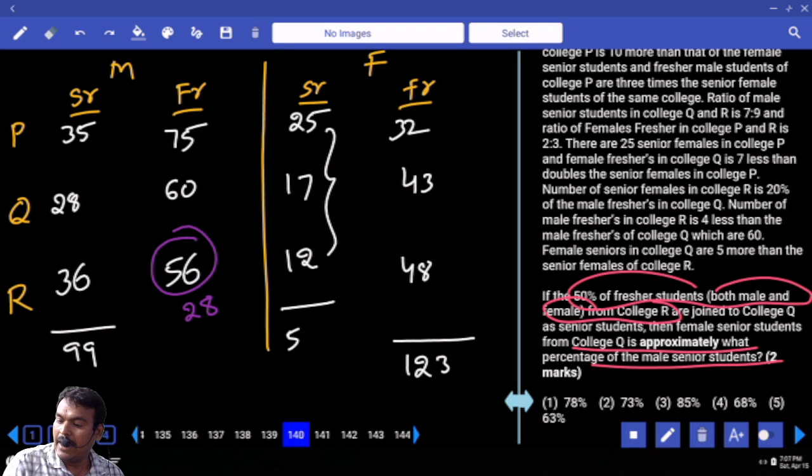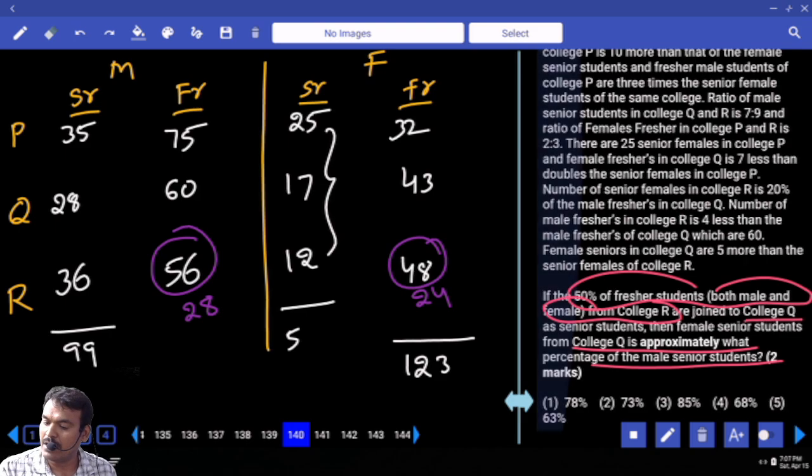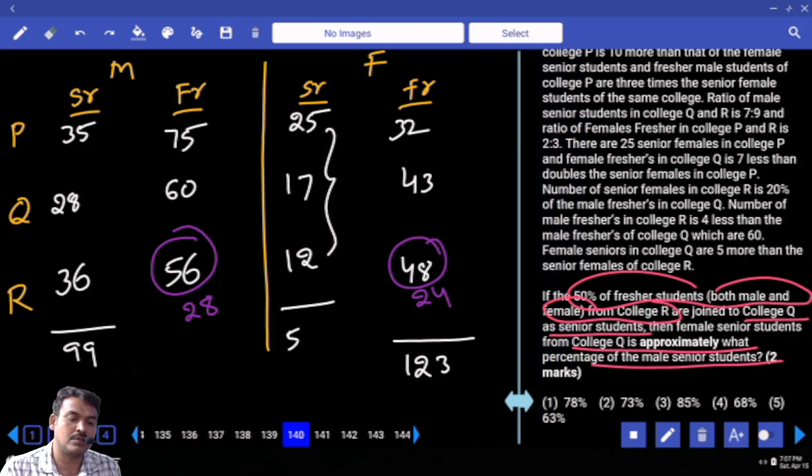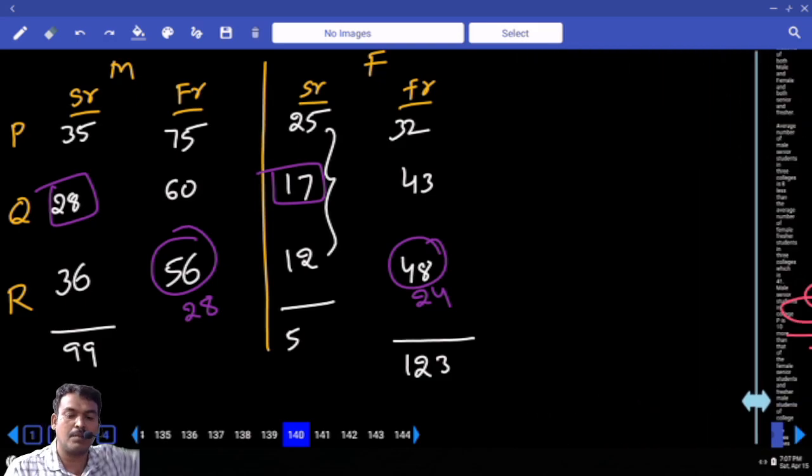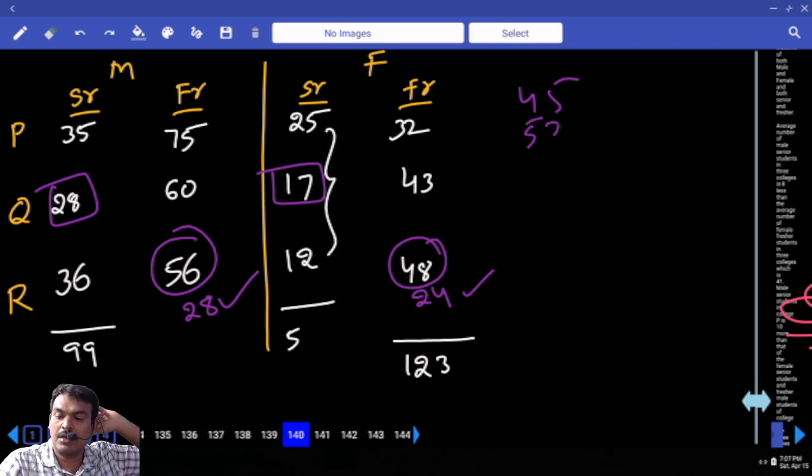Next, 48. Out of 48, 50% means 24. Those are joined in college Q as senior students. What are the college Q senior students? 28 plus 17, how much? 45, joined as senior students. 28 plus 17 is how much? 45. And 28 plus 24? 52. 45 plus 52? 97.